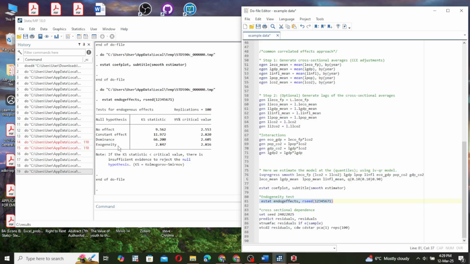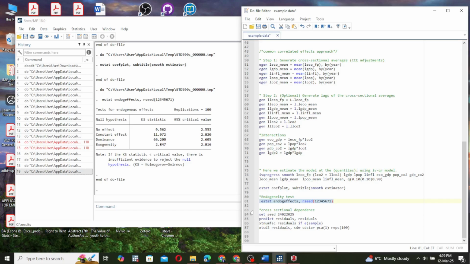And then exogeneity, the null hypothesis here says that our endogenous variable is exogenous, but from the statistic here you find that it's greater than the critical value, which means that our endogenous variable is indeed endogenous, so we are right on track.